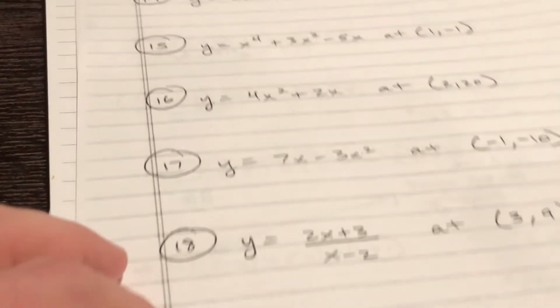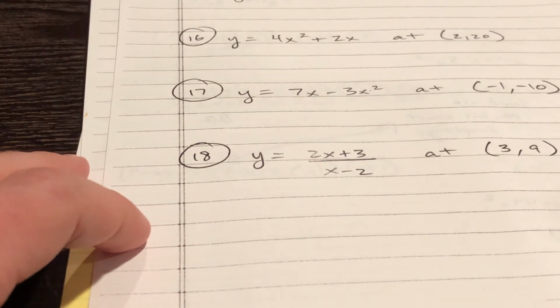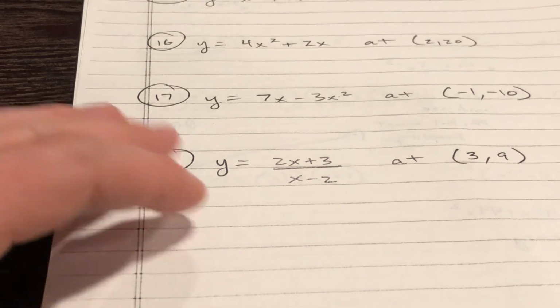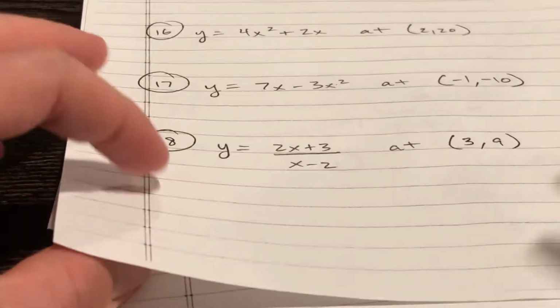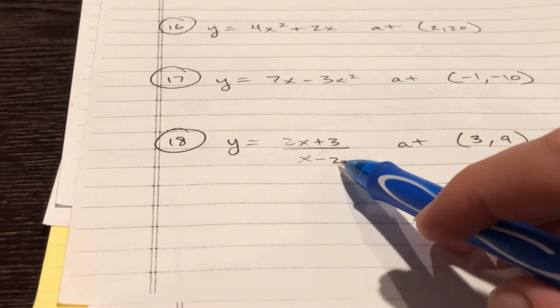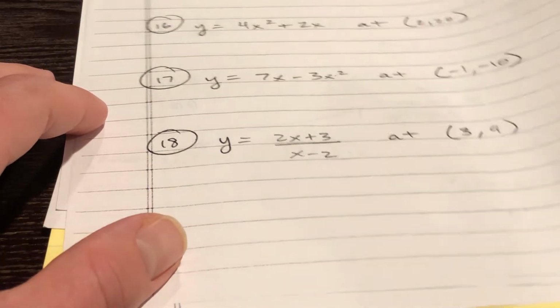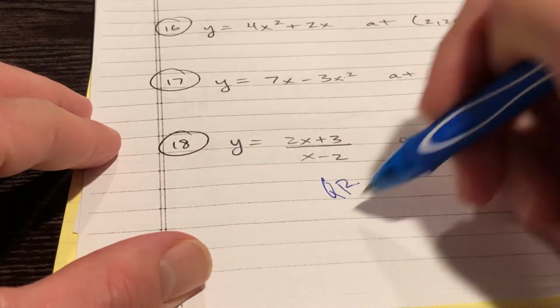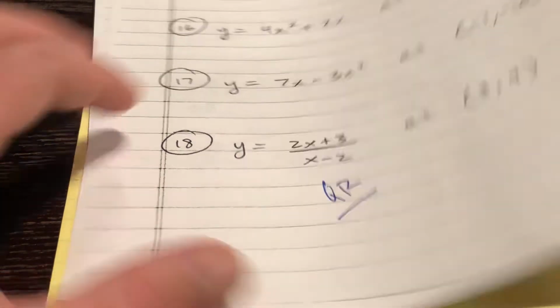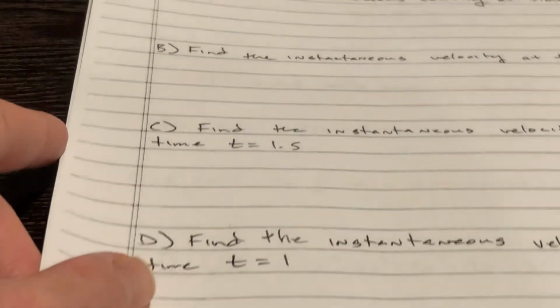All right, on 18. So definitely no chain. You're going to want to use product, or you have to use the quotient rule here, okay? Low D high minus high D low, all over the square of what's below. Got to use on 18 the quotient rule. All right, again, check those answers.